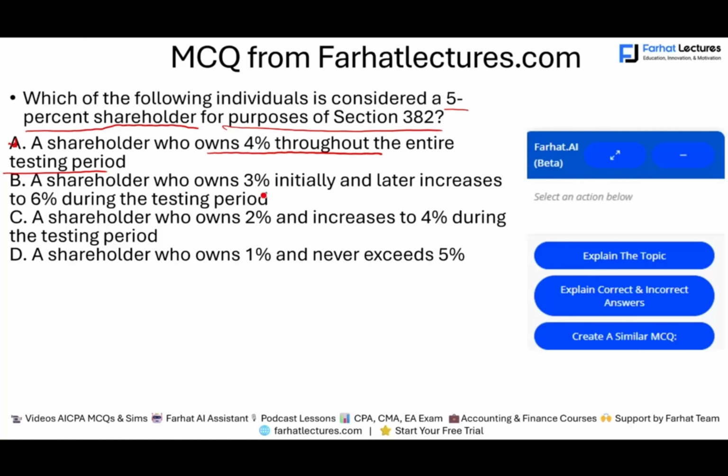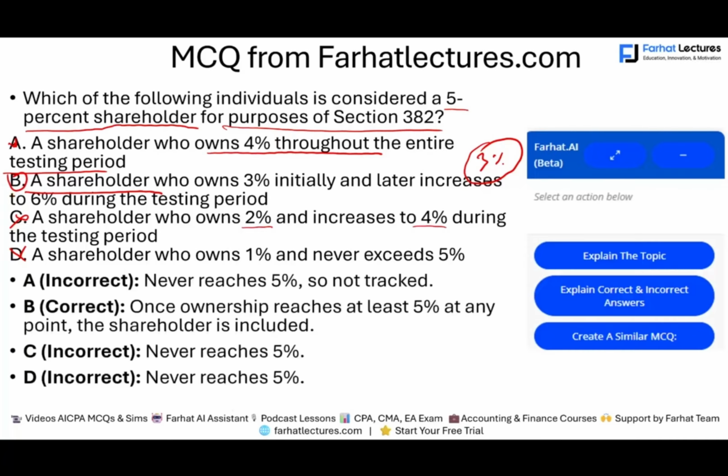B: A shareholder who initially owns 3% and later increased it to 6% during the testing period. Would this be a 5% shareholder? And the answer is yes. This will be counted and the change is 3%. So this shareholder is counted. Why? Because they exceed the 5% after they purchase an additional 3. Therefore, the change is 3. So we will count the change as 3. So between A and B, I'm going to keep B. C: A shareholder who owns 2 and increased it to 4, below 5, we're out. D: A shareholder who owns 1 and never exceeds 5, out. The answer is B. The answer is B.